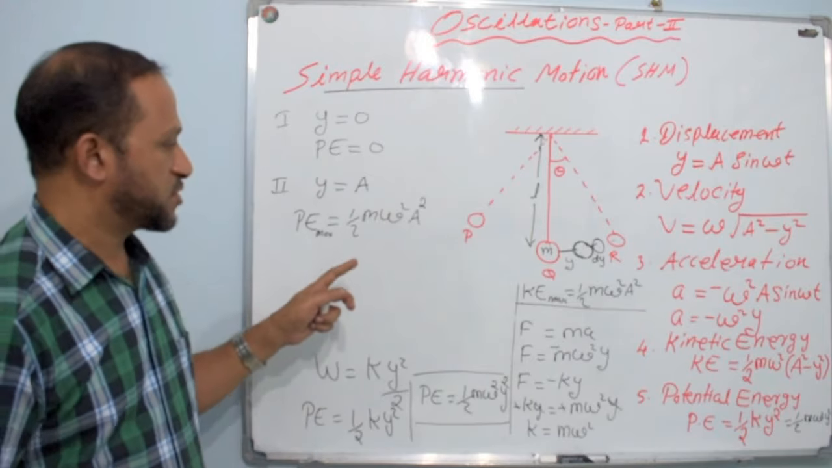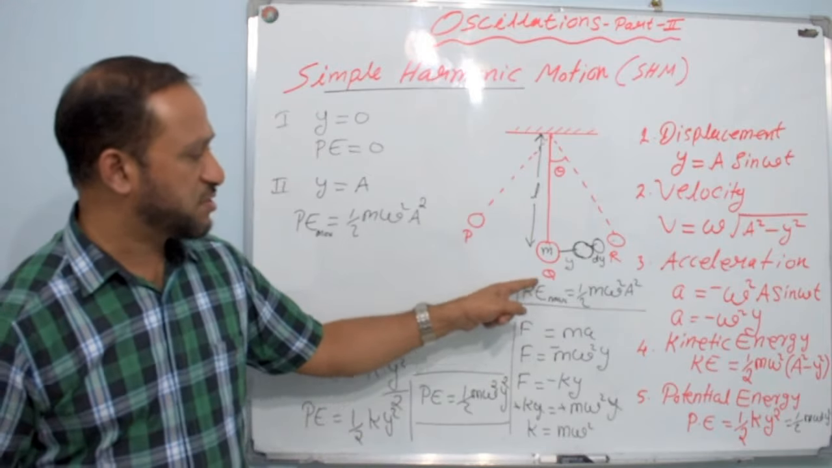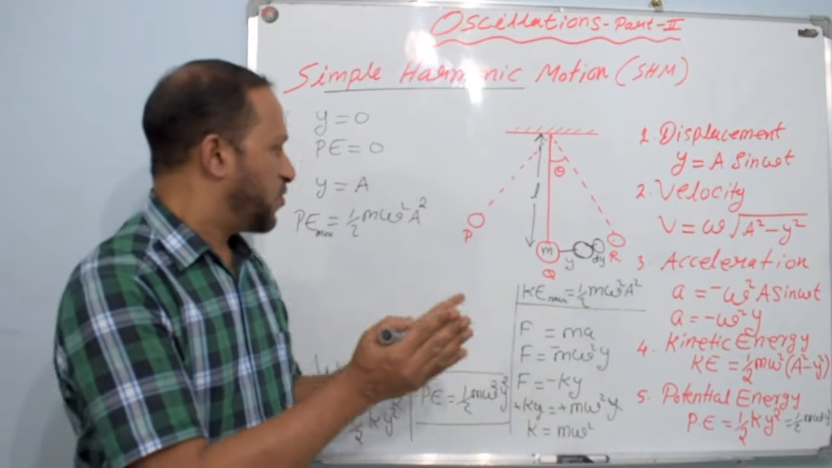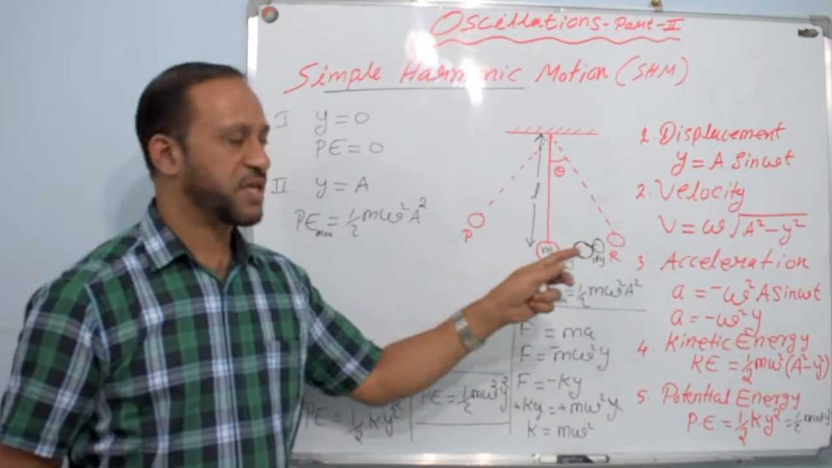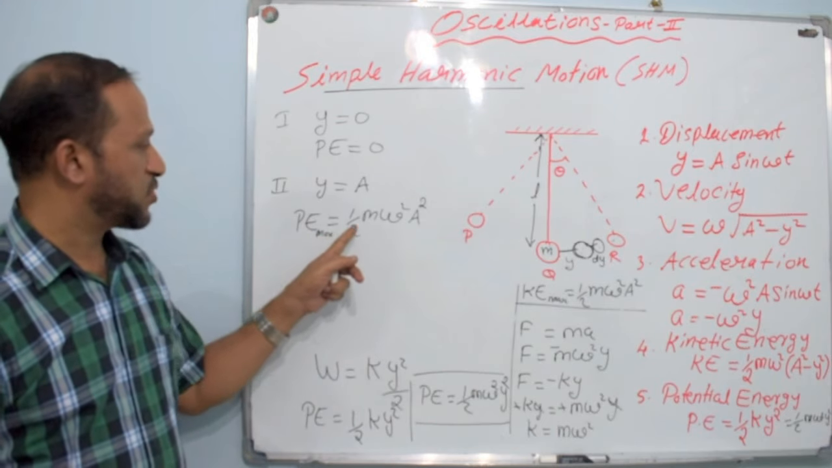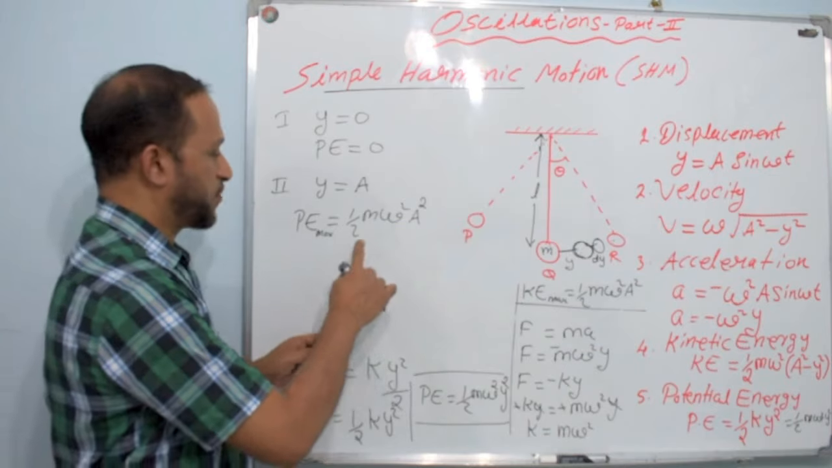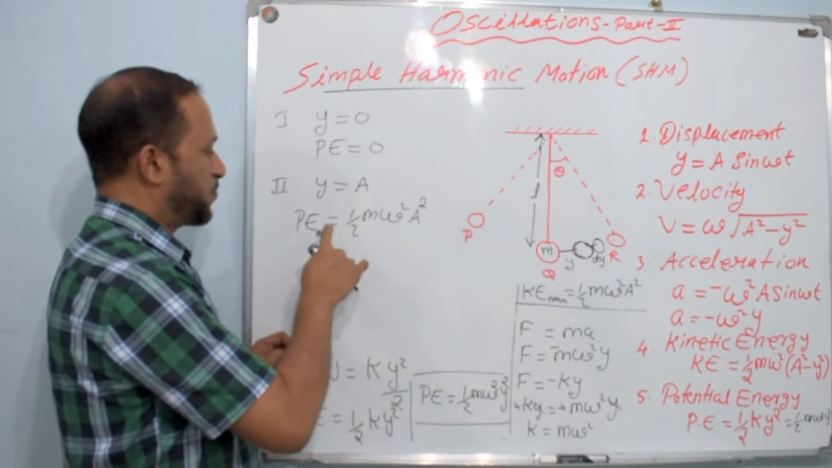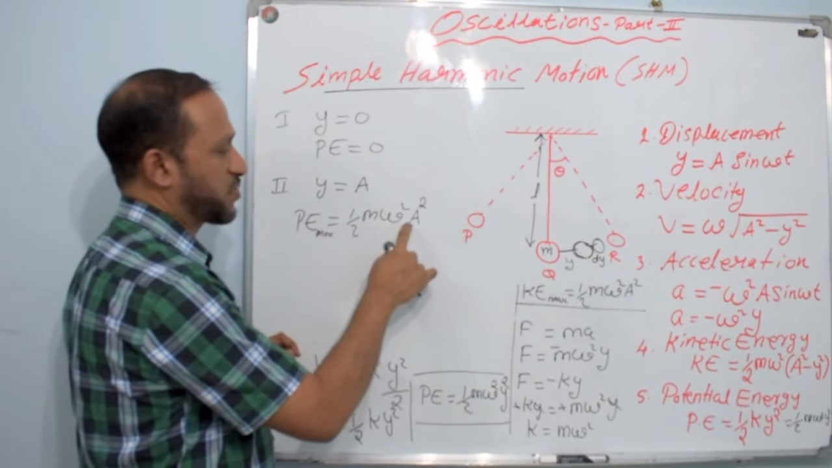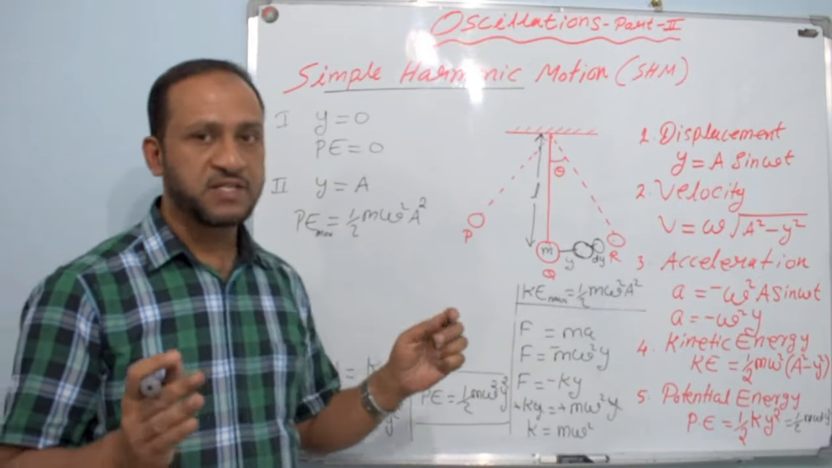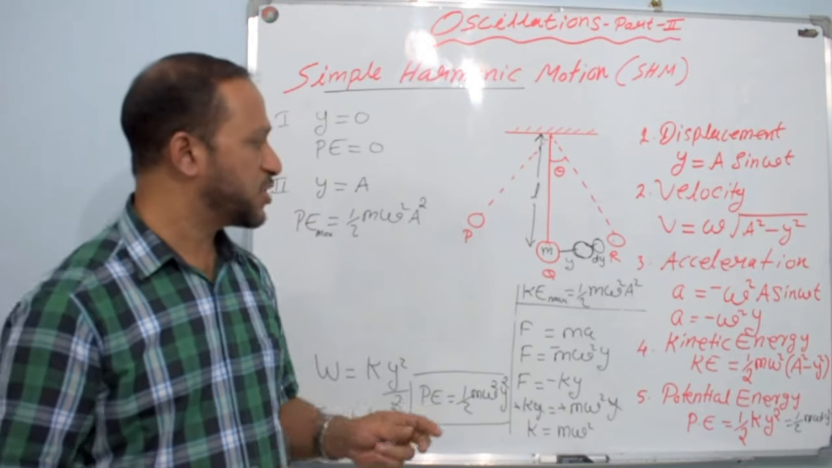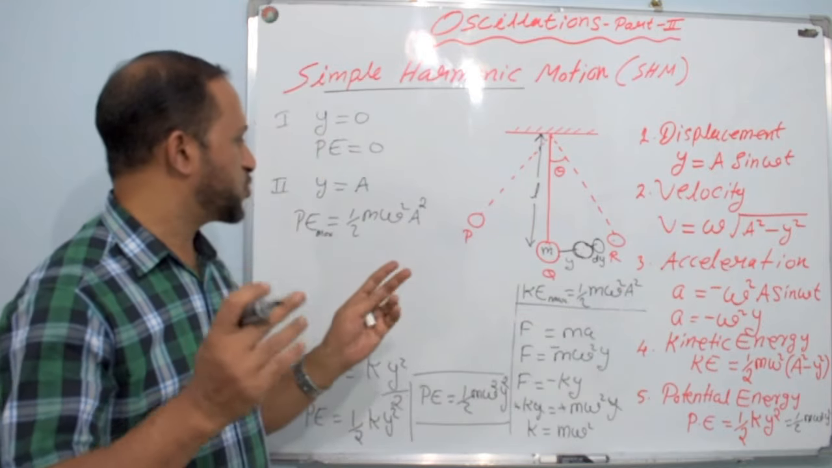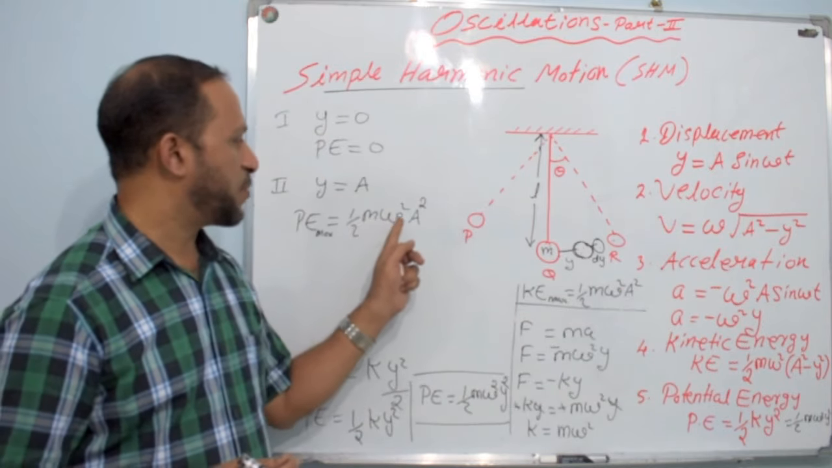Now we can compare these two equations. We have got before, kinetic energy is maximum at the equilibrium point, half m omega square a square. At the extreme point, maximum potential energy is also equal to half m omega square a square. So we can see here, energy is neither created nor destroyed. At the mean position, it is completely kinetic energy, half m omega square a square. At the extreme position, it is completely potential energy, that is also half m omega square a square.